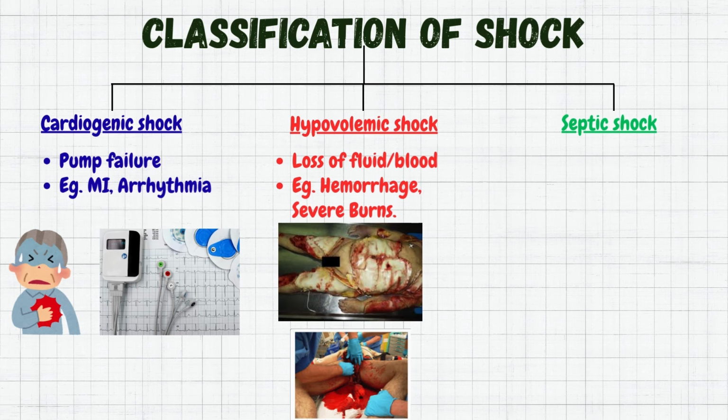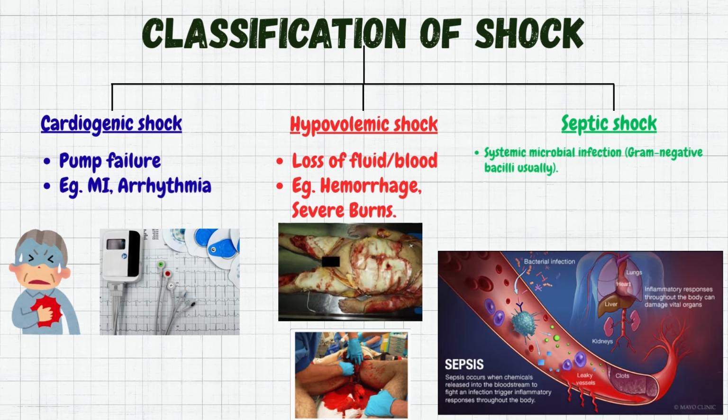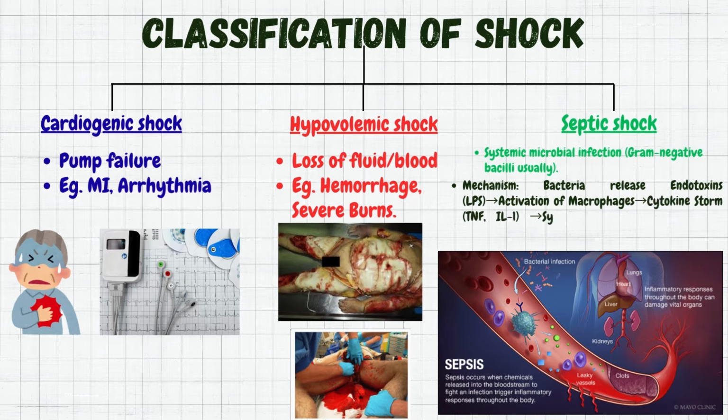Septic shock. It is due to systemic microbial infection, usually the gram-negative bacilli. The mechanism is bacteria release endotoxins, lipopolysaccharides, which lead to activation of macrophages, causing cytokine storm, tumor necrosis factor, and interleukin-1. This leads to systemic vasodilation and vascular leakage, causing hypotension.